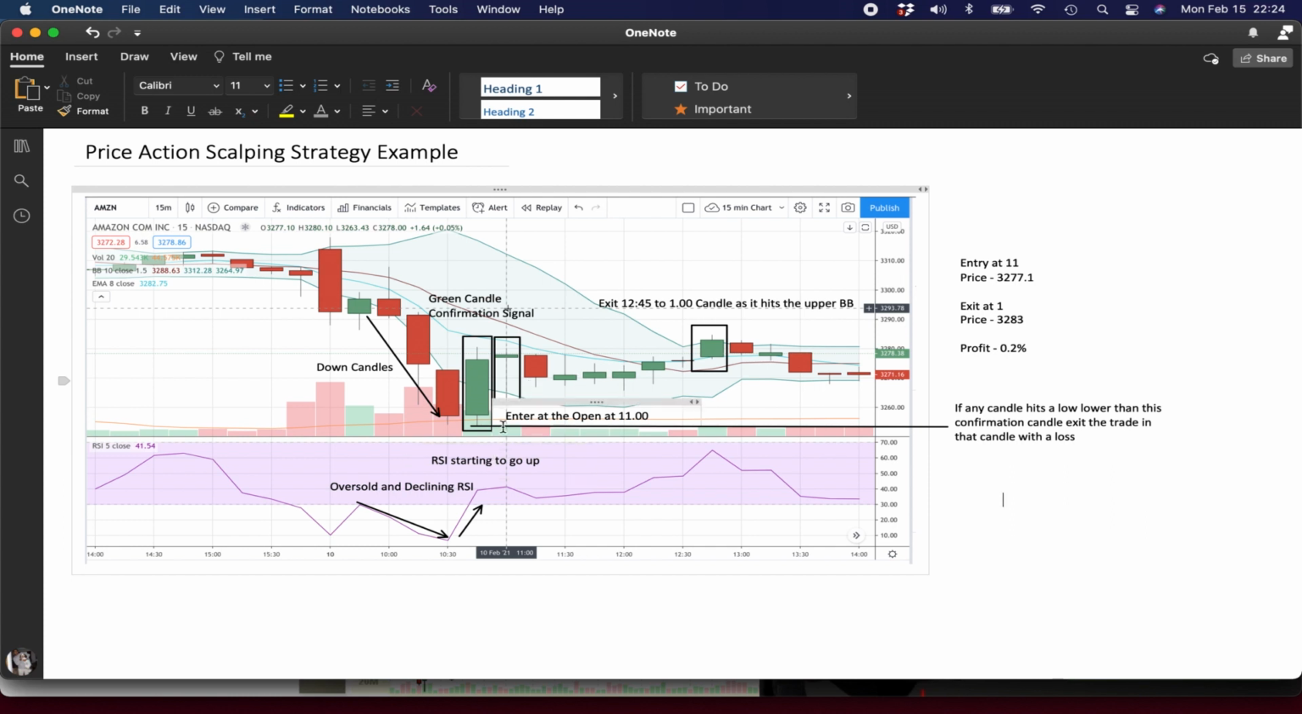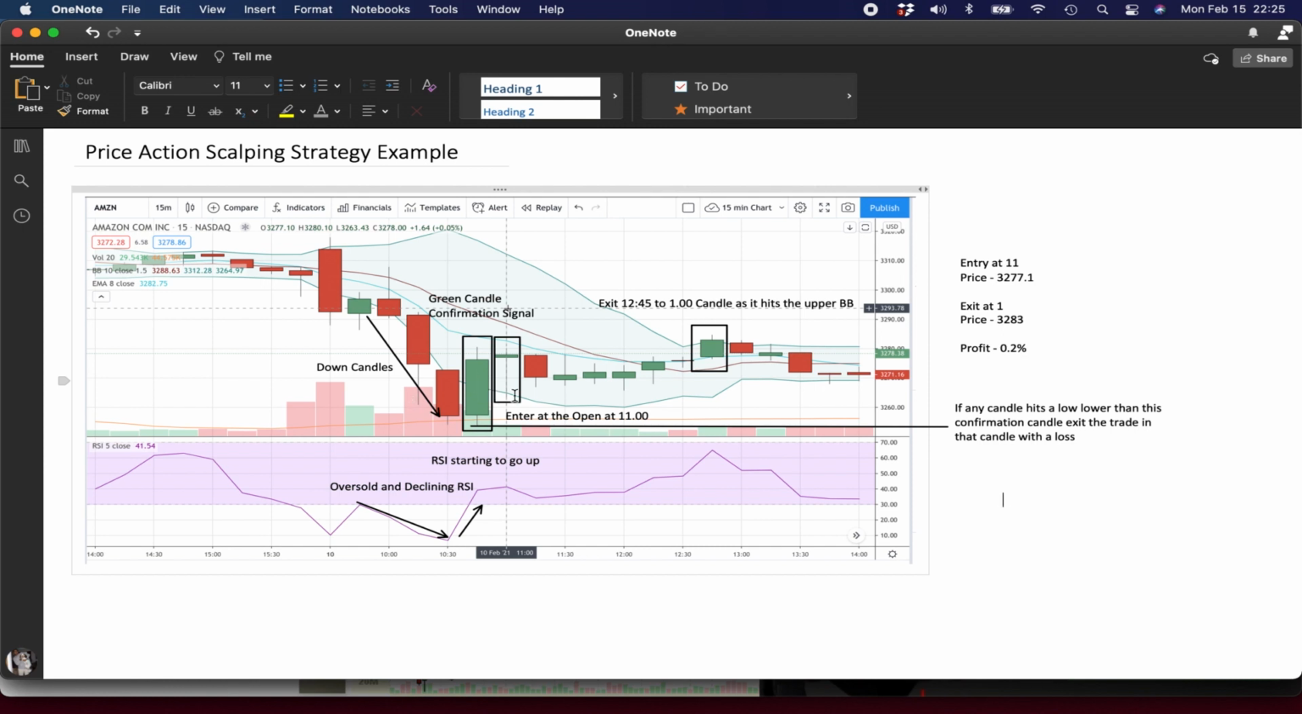Like I mentioned, as per the rules, after the green confirmation candle signal, if at any point during the 15 minute candles, the low of any of those candles gets further than the low set up by this confirmation signal, you just blindly get out of the trade and exit with a loss. In this case, luckily the lows have been higher than the lows set up by this candle. So you stay in the trade until the stock price closes or hits the upper Bollinger Band. That way you can take the profits.